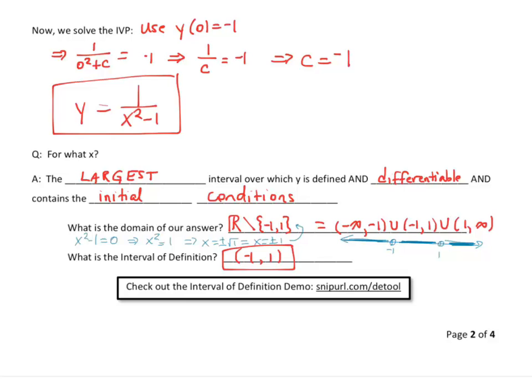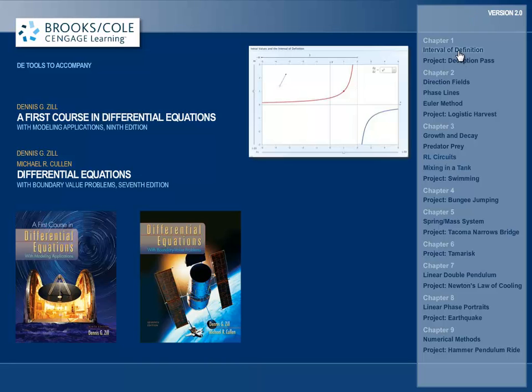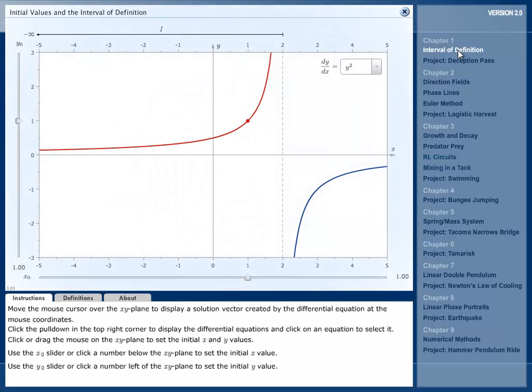All right, now I'm going to take a break and go over to a browser for a second. We're going to take a look at this tool where we can explore how the interval of definition works with a couple of different initial value problem examples, and we can do it visually through the browser. So I'm going to go over to snipurl.com/DEtool to take a look at that. Now I've gone to the URL, snipurl.com/DEtool. This is a tool that's available with our textbook. I'm going to go to the interval of definition under Chapter 1 and take a look at some examples.